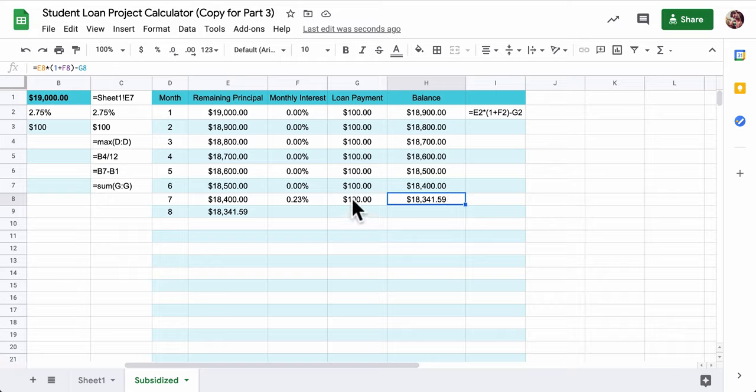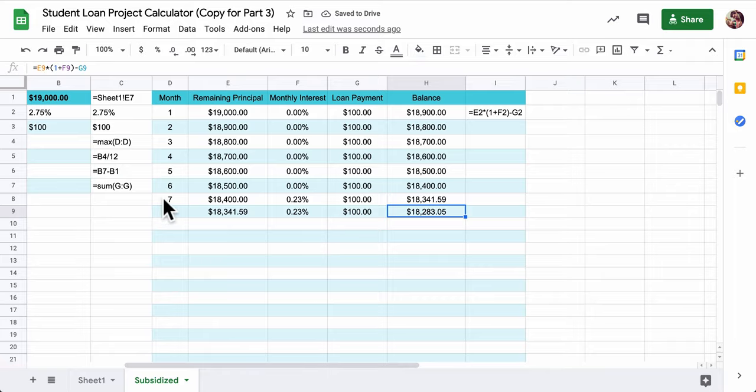If you were to just subtract $100 from 18,400, it would go to 18,300. But we still have that extra $41 there from the interest. And then the whole process repeats. So I think the easiest way to do this is now to select these three cells, click this, and now you can see the balance is going down.